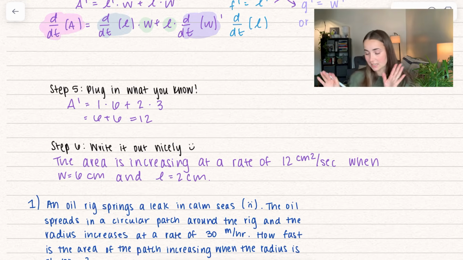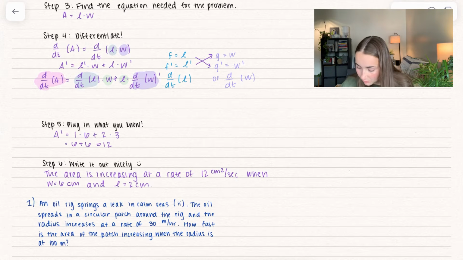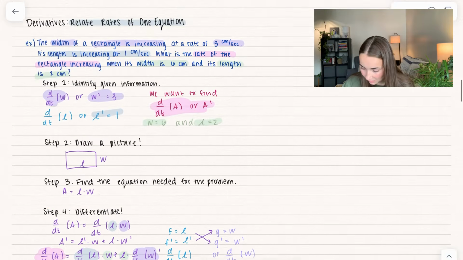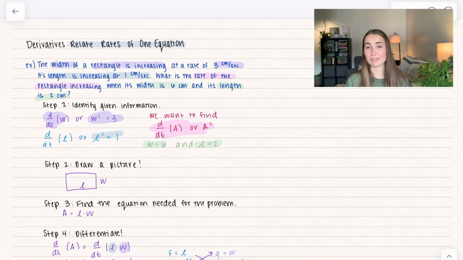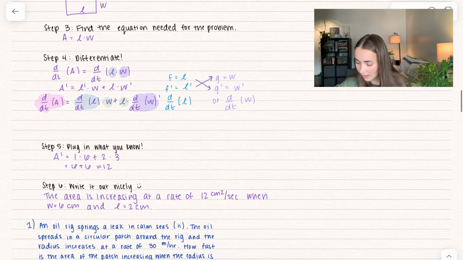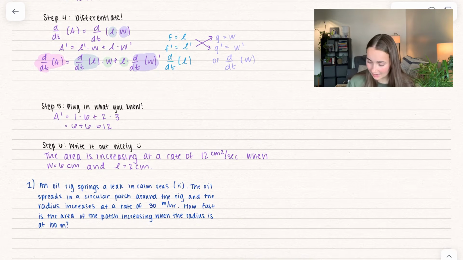So this is my super nice answer. In order to find the measurements, I just went back to the top and we were talking about centimeters per second. And so I know area is going to be centimeters squared per second, or the derivative of the area. And yeah, so let's go ahead and see some more examples of this.